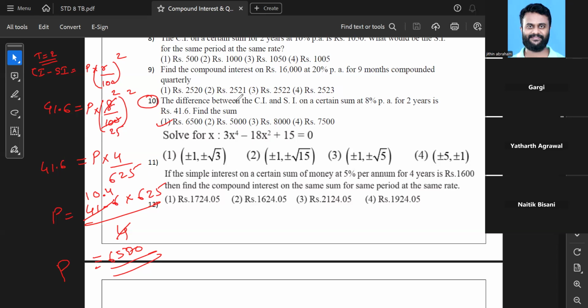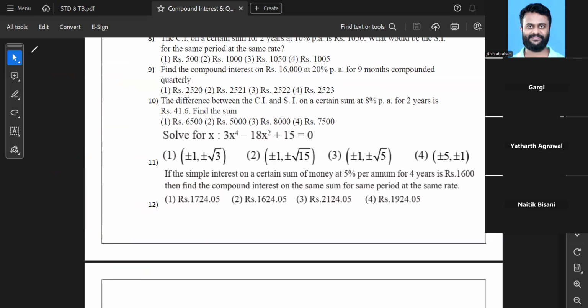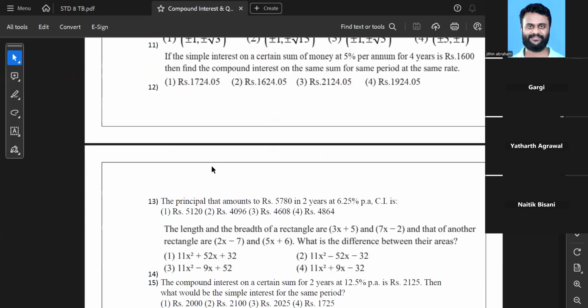Sir, this question was the 10th question, right? Yep. Okay, sir. Okay, erasing this, we'll go for the next question. That is the 12th question. If the simple interest on a certain sum of money at 5% per annum, after 4 years, is 1,600, then find the compound interest on the same sum for the same period at the same rate.